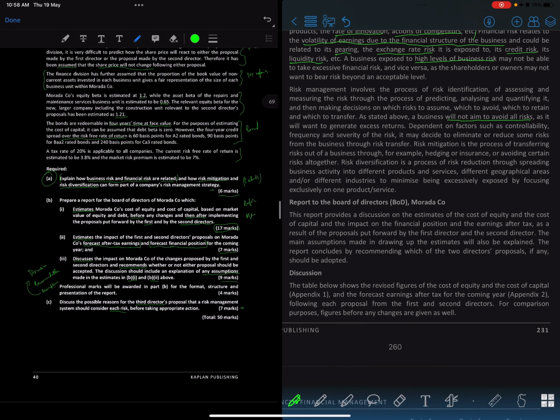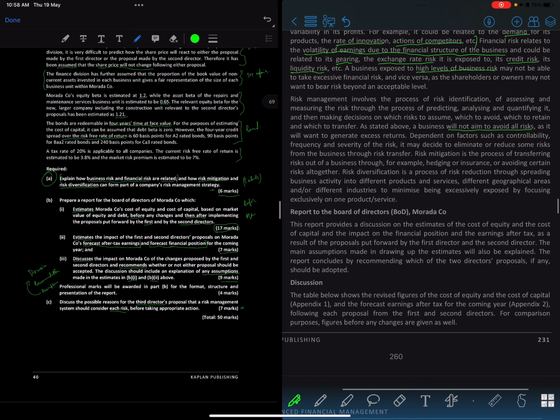risks. Okay, so what do we have? Basically it does not aim to avoid all risks, right? So it cannot avoid everything. Dependent on factors such as controllability, frequency and severity of the risks, it may be able to eliminate or reduce them, right? So we have the TARA framework, right? Risk mitigation is a process of transferring risks out of the business through hedging or insurance, or through retaining certain risks, or avoiding, right? So using the TARA framework, right?